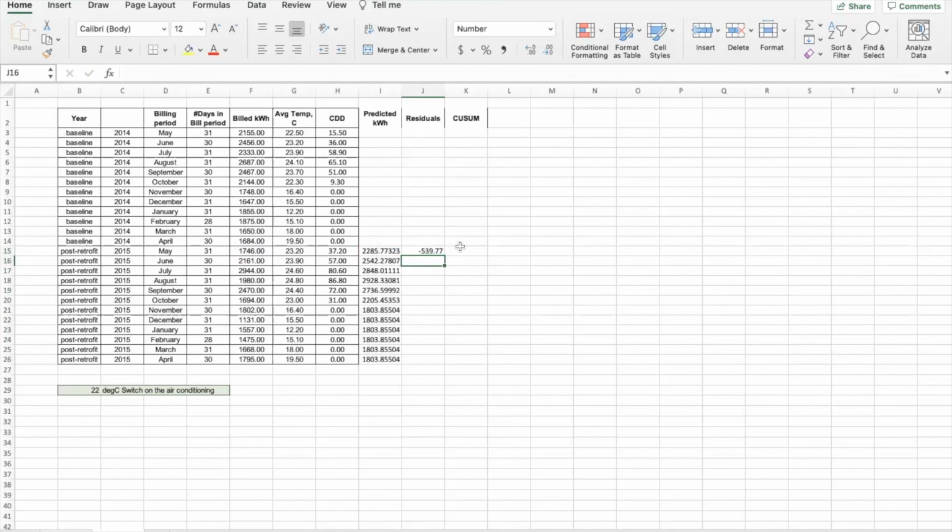So if the value of the residual is negative, that means we have the energy saving. On the other hand, if this value has a positive sign, that means we are not doing the energy saving. We consume more energy instead. Okay, any question on that?